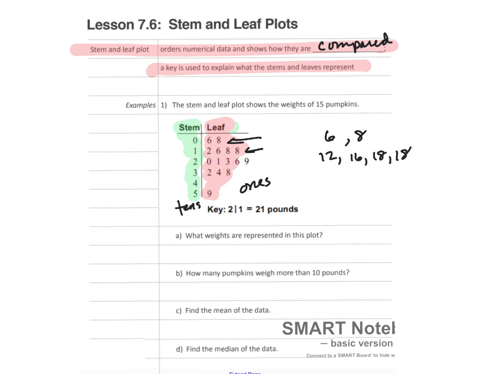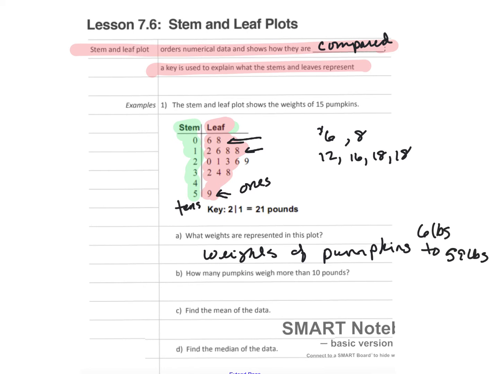If you have to rewrite the whole thing, you can. But notice that they're already in order from least to greatest because we start up here. This is the smallest. Our biggest number down here is 59. And I'm not going to write all of them out. What weights are represented in this plot? Weights of pumpkins is what we're doing. It's the weight of 15 different pumpkins. And it goes anywhere from 6 pounds to 59 pounds.